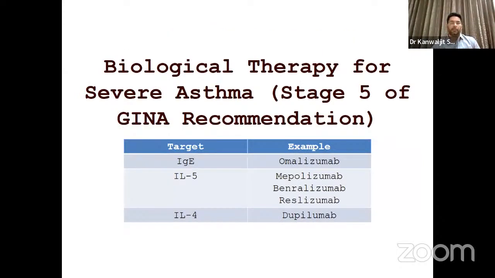So what are the biological therapies used for severe asthma patients? That is step 5 of the GINA recommendation, what we discussed earlier. So these are the biologicals, the list of biologicals given. Omalizumab is the one which targets IgE in the body, mepolizumab and reslizumab target IL-5, and dupilumab targets IL-4.